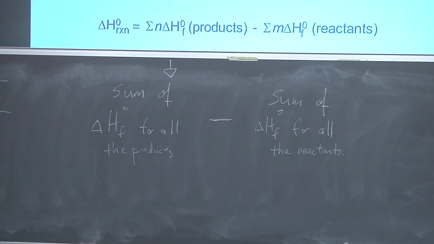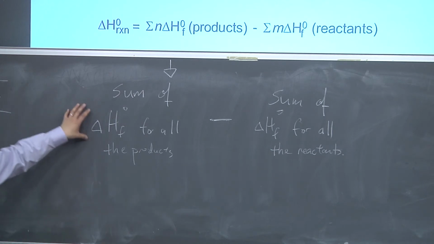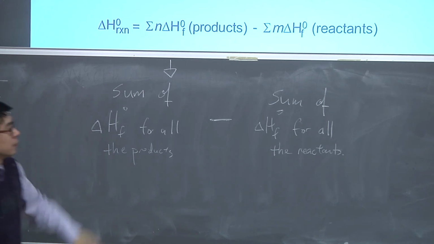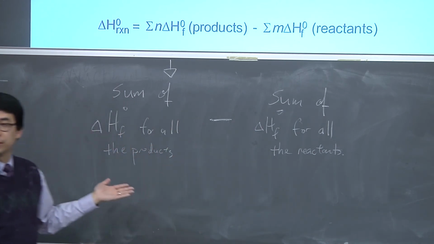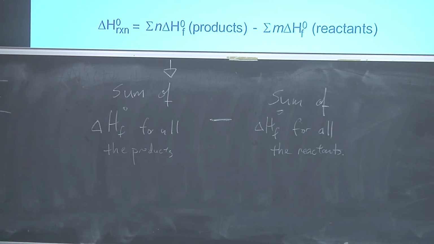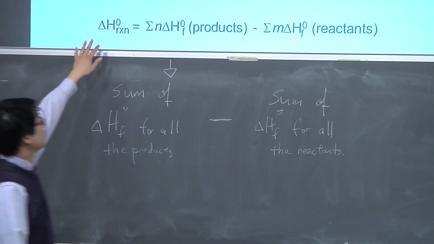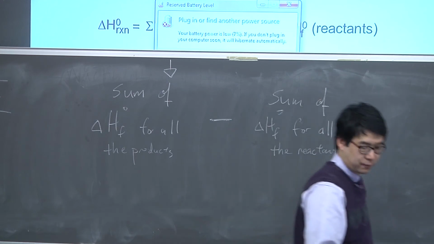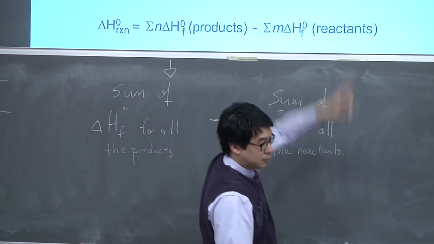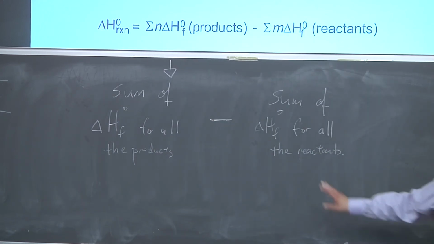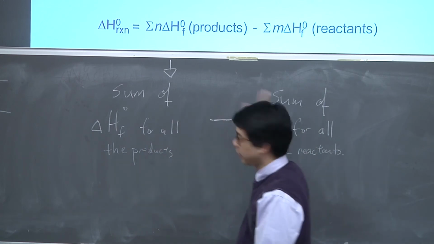And if we can look up the delta Hf for A and for B and for C and for D, then I can just add up the delta Hfs for C and D, the products, and add up the delta Hfs for A and B, the reactants, and subtract them. What does that RX stand for? The reaction, right? So the delta H of this whole reaction can be defined as the delta Hs of this minus this.